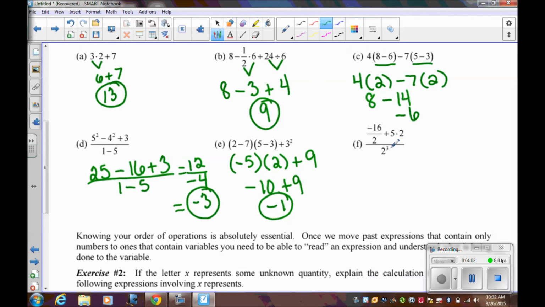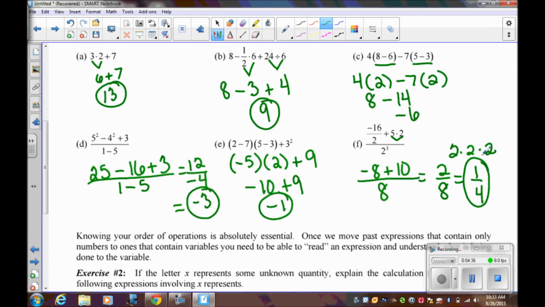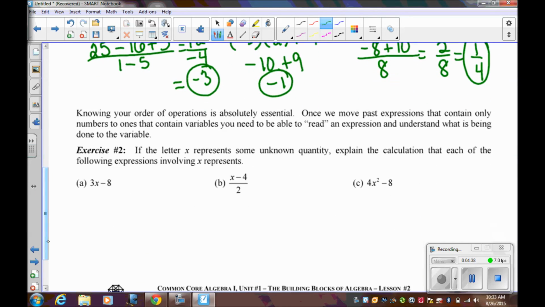Wow, we've got a fraction and a fraction, and we've got something raised to the third power. So I'm going to sort of get rid of that fraction within the fraction. So negative 16 divided by 2 we know is negative 8. And then we've got this multiplication here. Plus 5 times 2 is 10, divided by, and then 2 to the third power means 2 times 2 times 2, which is 8. And then taking care of that numerator, I end up with 2/8, which we know simplifies to 1/4. Okay.